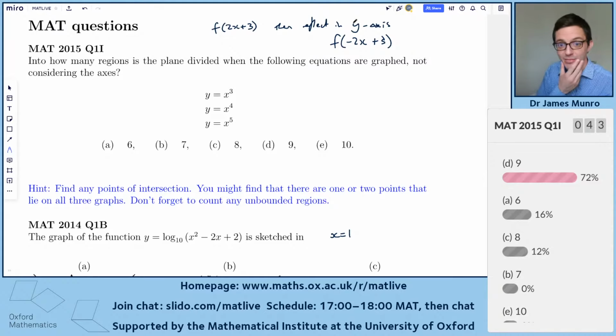Right, okay, people might be typing about why they've got so many regions or not so many regions. Let's try and find out. I guess this is curve sketching, like Georgie wanted.